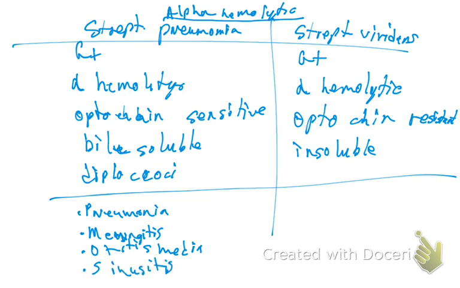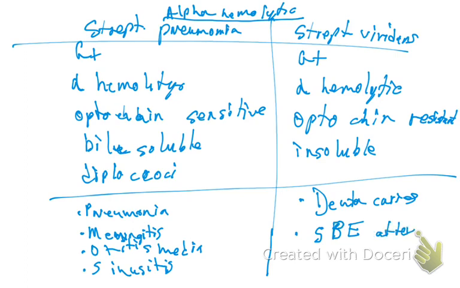But what about Streptococcus viridans? In viridans, I think of teeth, and V for valves, because we have valves in the heart. Why am I saying that? Because of dental caries, and if the patient has any dental work, after the dental work they can get subacute bacterial endocarditis.